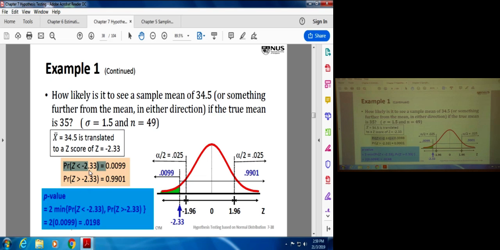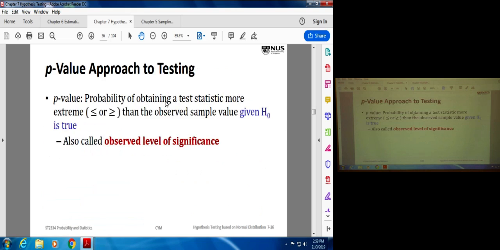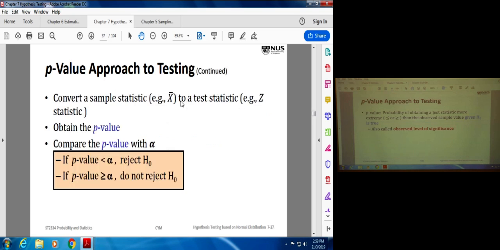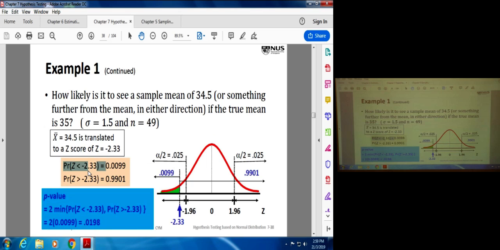Okay, so these two numbers you can get from a table. Remember the definition of the p-value: the probability of obtaining a test statistic more extreme than the observed sample. In this situation we observe minus 2.33. Under the null hypothesis, Z, the random variable, is N(0,1), so the probability of being less than minus 2.33 can be obtained from a table, and the probability of being bigger than this, well, this is huge. So the p-value is defined to be, in this case, the minimum of these two numbers, which obviously is this one, multiplied by 2. Okay, so this is how you compute it.